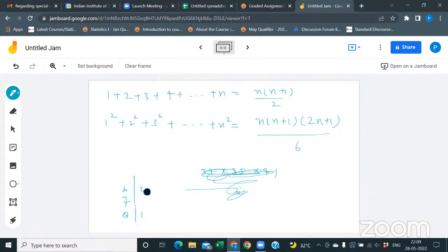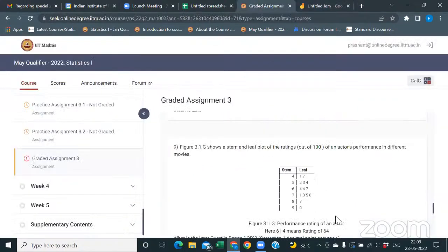So you consider it to be 0. No, you can't. There is no observation between 70 and 80. So what should I take for 7? Nothing. Okay, so 7 is just for making the question tricky.